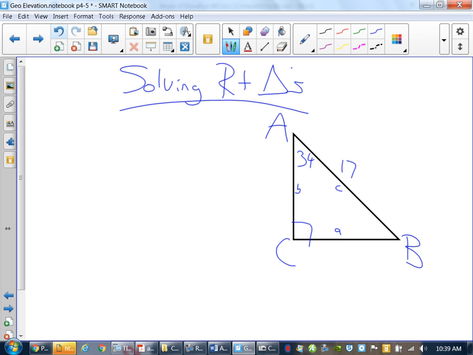So in this problem here, I have 34 degrees at angle A. I have 17 for side C. But that means I have to find how many angles and how many sides? One angle. I have to find one angle. Two sides. And I have to find side little a and side little b. So this is telling me what I need to solve for.